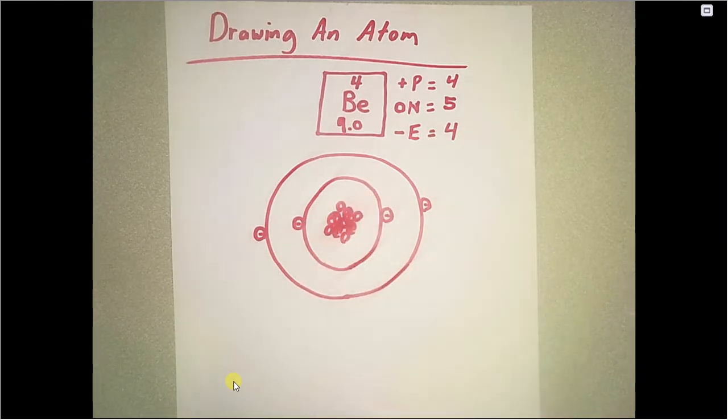So look over this. You do the same process for all of the drawings. You're just going to be using different atomic numbers and different atomic masses, and you might have to have more rings depending on how many electrons there are.